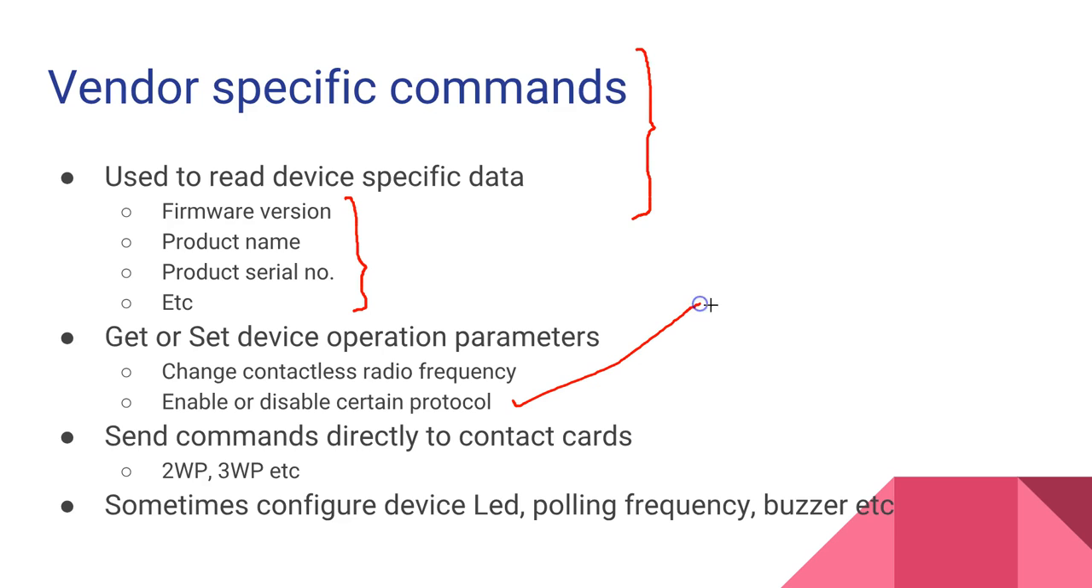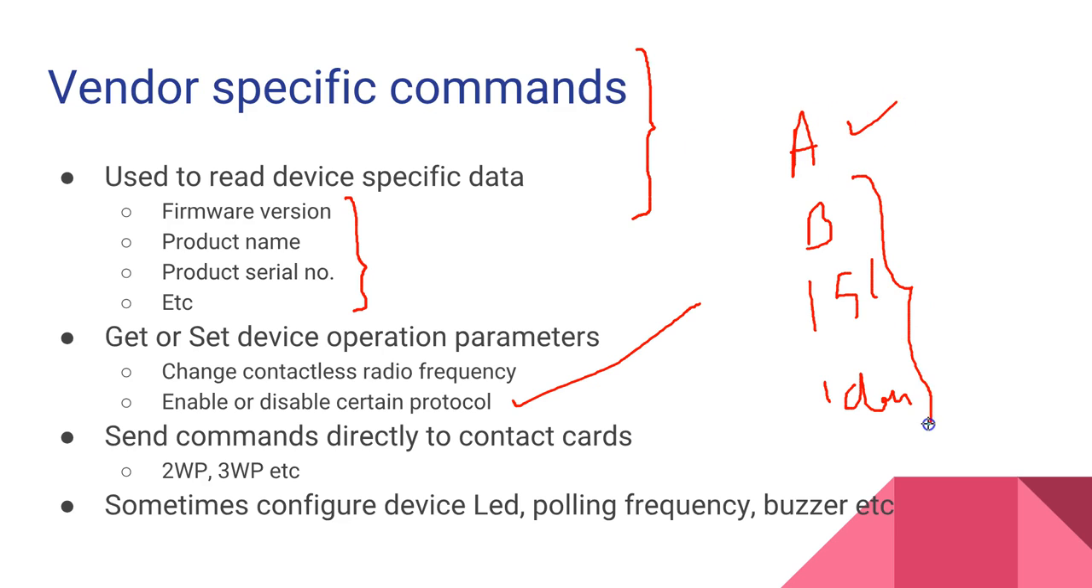You can enable or disable certain protocols. Say for example, if the reader supports 4 types of protocols like protocol A, B and ISO 15693 and iClass, assume that you are using just one particular kind of card, say for example the type A card, then you can disable these other protocols.